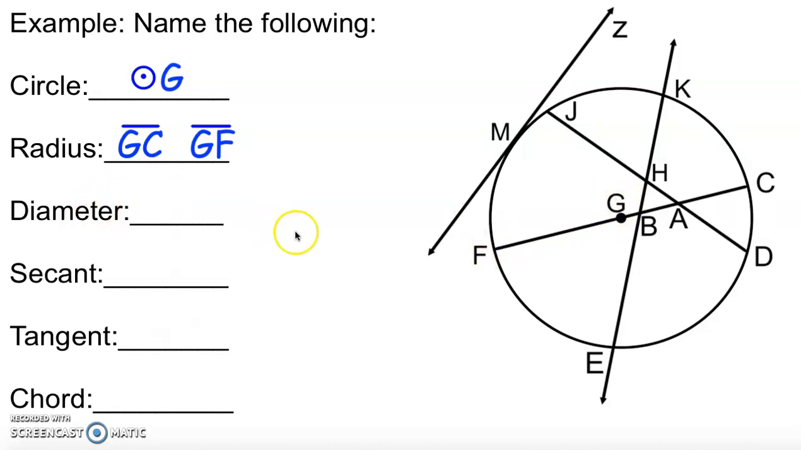Diameter, that's just going to be a chord that contains the center. So segment FC or CF, depending on how you'd want to name it, is going to be a chord that contains the center of the circle.